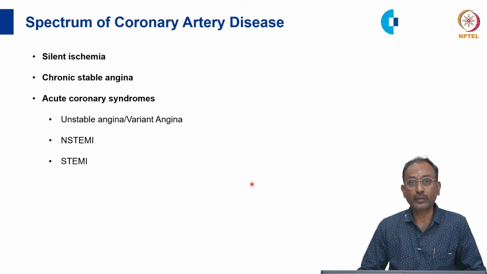First we will talk about the spectrum of coronary artery disease. It could be either a silent ischemia, where the patient doesn't have any classical symptoms of ischemia. Another spectrum could be chronic stable angina, followed by the most important, acute coronary syndrome, which could be either unstable angina, very rarely variant angina, non-ST elevation MI, and ST elevation MI. Today we are going to see the ischemic ECG changes in chronic stable angina, unstable angina and variant angina.